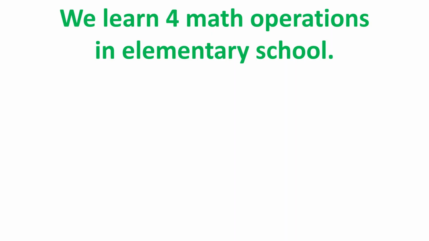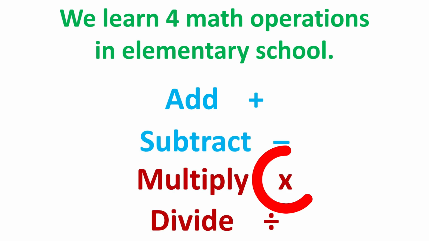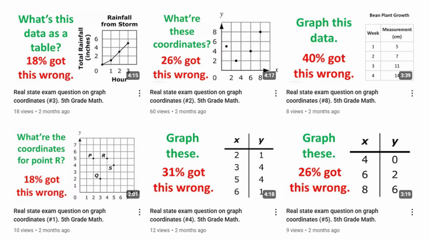We learned 4 operations in elementary school. We learn how to add, subtract, multiply, and divide. Please note that the symbol for multiplication can be the letter X. This can cause some students to make mistakes. That's because many math problems involve formulas that contain the letters X and Y. You may have already encountered these formulas when you were learning about how to graph points and outline graphs.